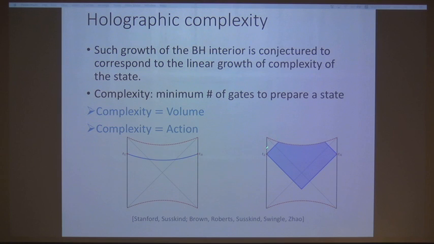In the first case, you have an extremal surface on a particular slice, whose volume characterizes the complexity, and the volume grows as we go to later times. In the other case, we have the action of the Wheeler-DeWitt patch defined in this way, and one can also show that the action grows as we go to later times. I wanted to mention this because I think of complexity as also a useful probe of the structure of entanglement.